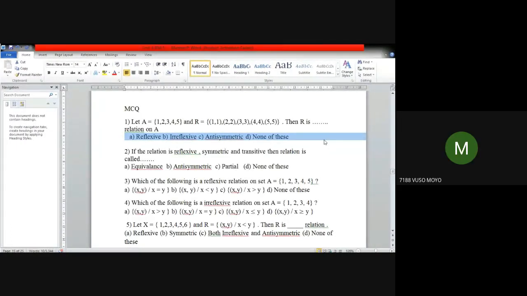It's reflexive, ma'am. Okay. Yes, it is having all those elements 1,1, 2,2, 3,3, 4,4, 5,5. So it is reflexive. Why are others not giving the answers?